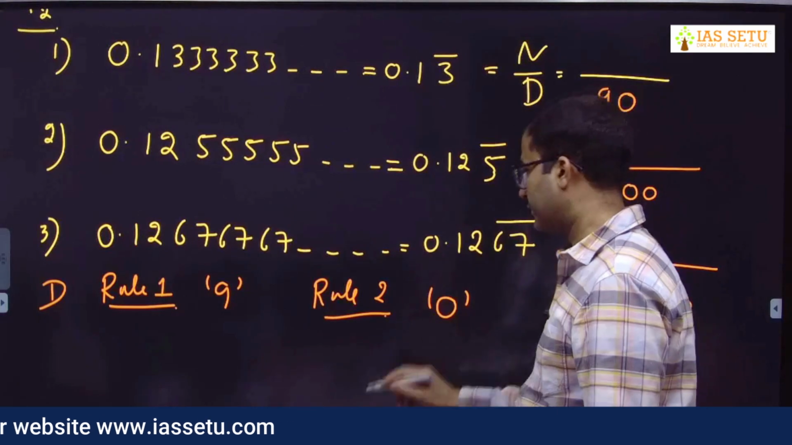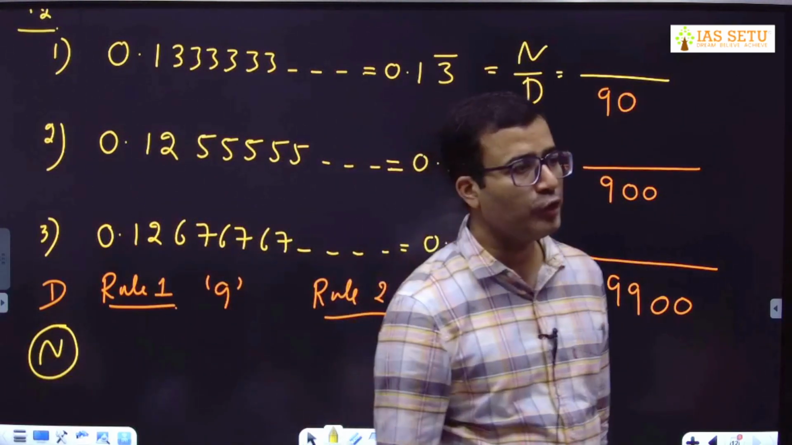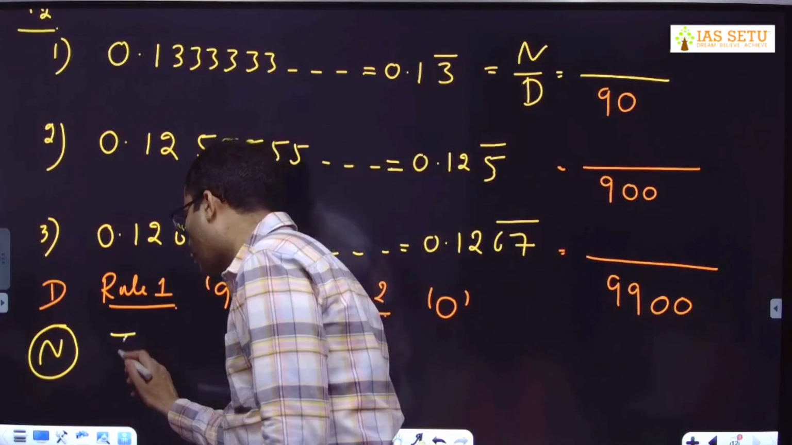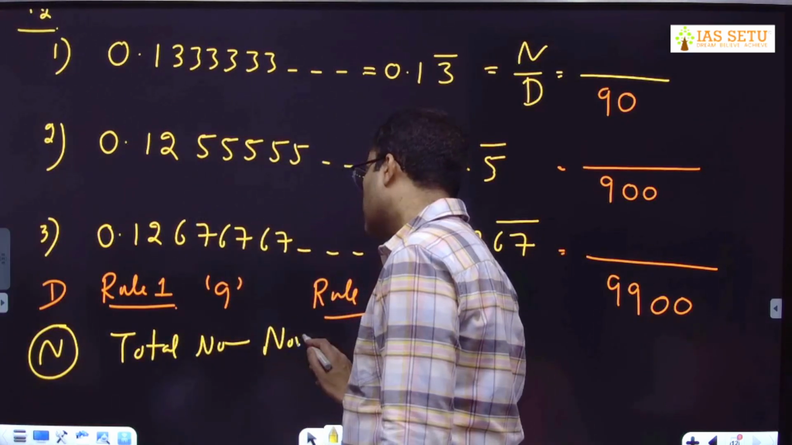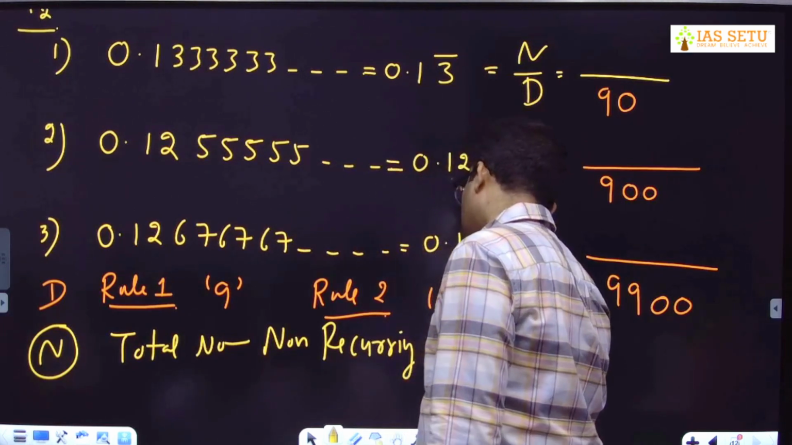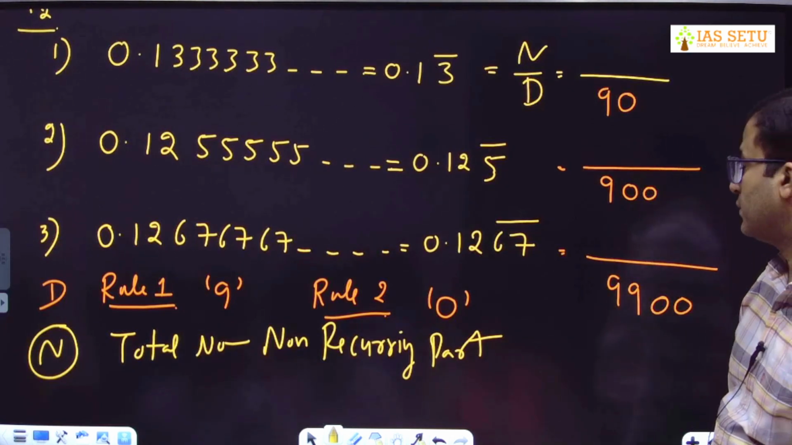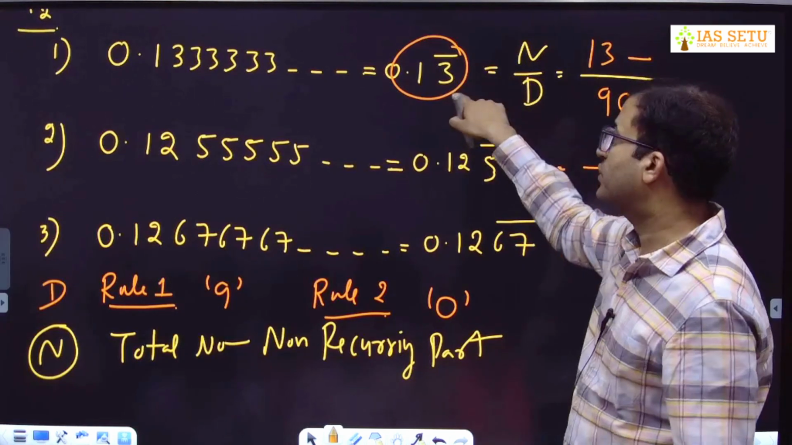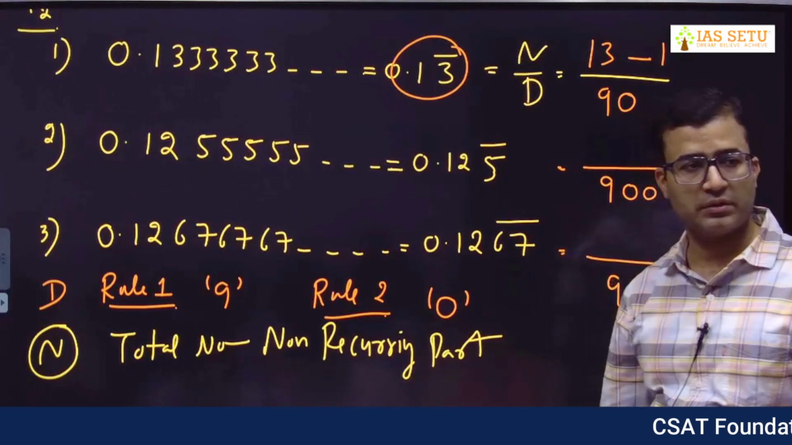Next is numerator. Here for numerator also we have 2 things. Here numerator in this type of question is total number minus non-recurring part. Total number minus non-recurring part. So here what is total number? 13. Out of this 1 and 3, which is non-recurring? 1. So 13 minus 1, the non-recurring.